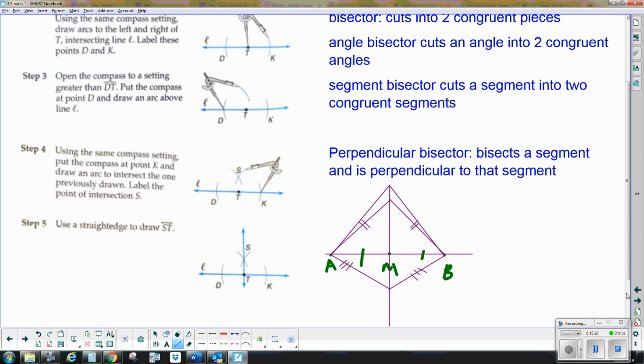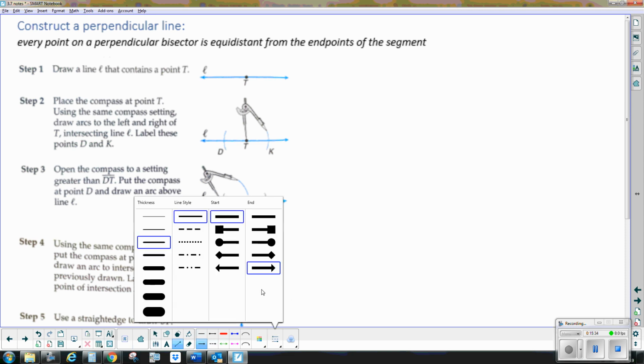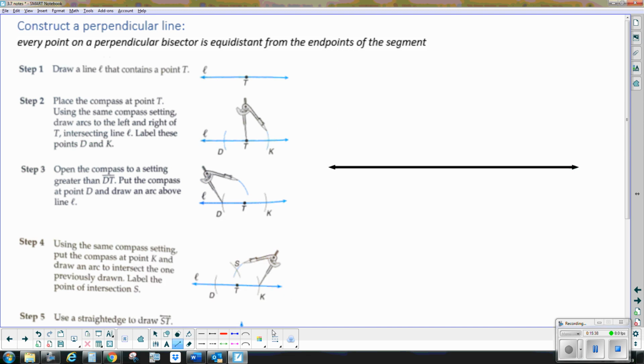So let's use what we know now to construct a line that's perpendicular. In order to do this again, we have to just make sure that we first create a segment within our line. Okay, so the first step is to just draw a line. Here's our line. And draw some point on that line. It doesn't have to be in the middle. I'll draw T right here. Here's my line, L.